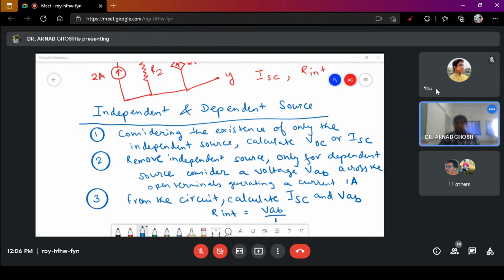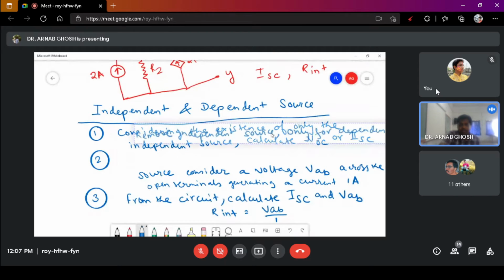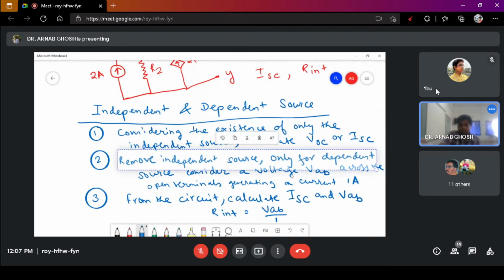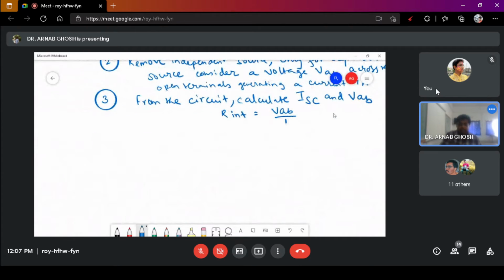Already Sir has told. So this is a Norton circuit, right? Basically, what you have to do is calculate ISC. So from this circuit, we are coming back to this circuit. Let's say you are having this circuit, you are having a 2 ampere source, and you are having a resistance here.